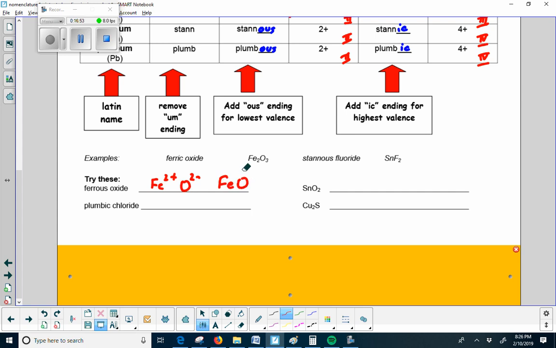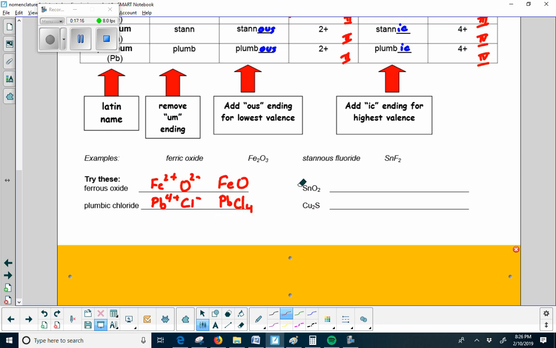Look at plumbic chloride. Plumbic, -ic, means the higher version. And I know this is lead, so lead could be 2 or 4. So this is the higher version, so it's going to be 4 plus, chlorine negative 1. So our formula here for the crisscross is going to be PbCl4. There you go, plumbic chloride.